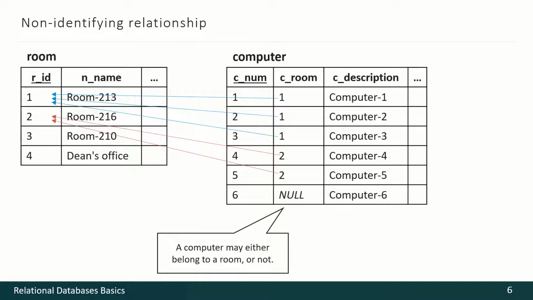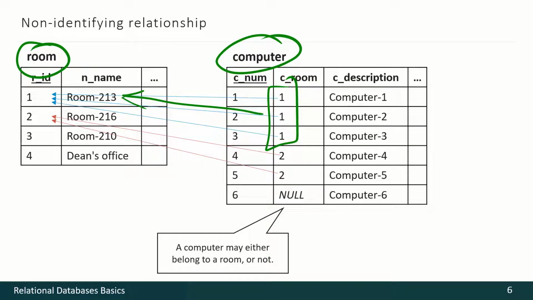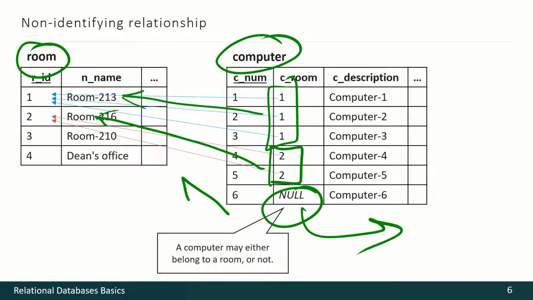This is how it looks with data. Here are our rooms, computers. We see that these three computers are placed in that room, these two are placed in that room, and here is our free computer that is not placed in any room for now.